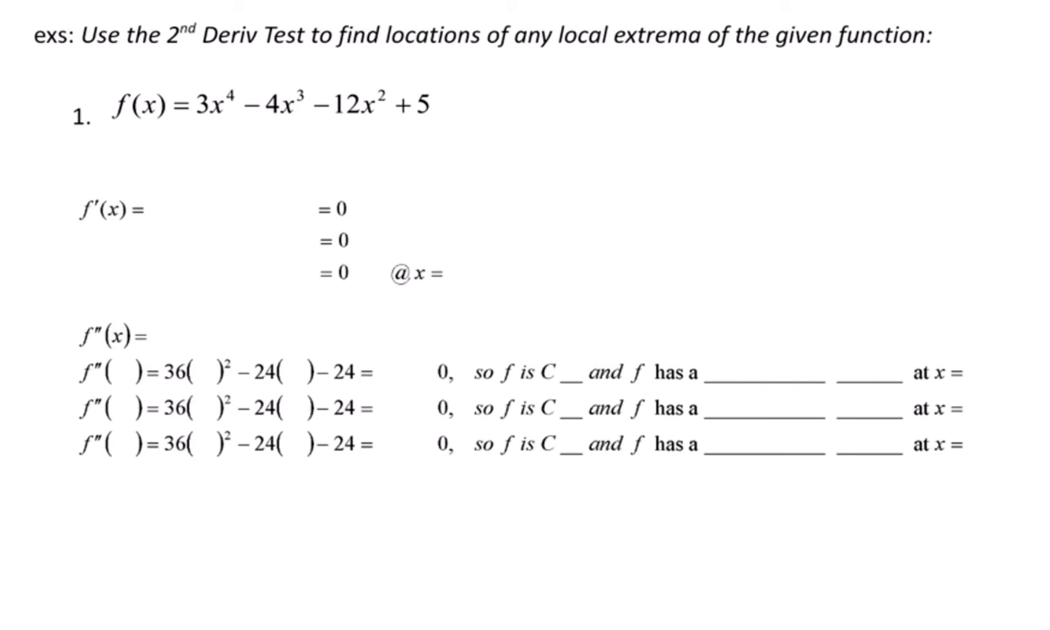We are going to use the second derivative test to find the locations of any local extrema of the function f of x equals 3x to the fourth minus 4x cubed minus 12x squared plus 5. Okay, so I have my function. What does the second derivative test say? Well, the very first thing it says is if f prime equals 0. So I have to find the horizontal tangents specifically first. So not just any critical point, but specifically horizontal tangents. So that's going to be the first step, is to find the horizontal tangents.